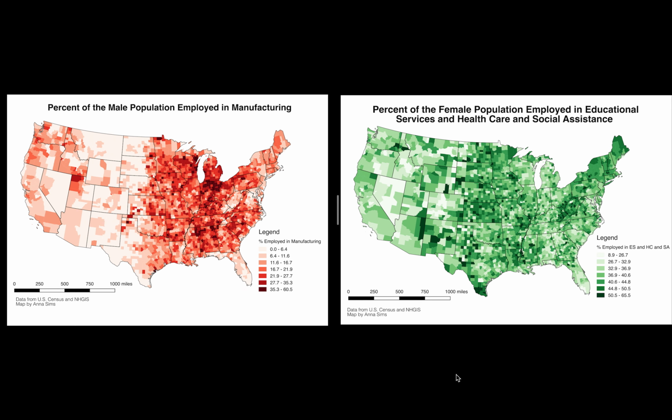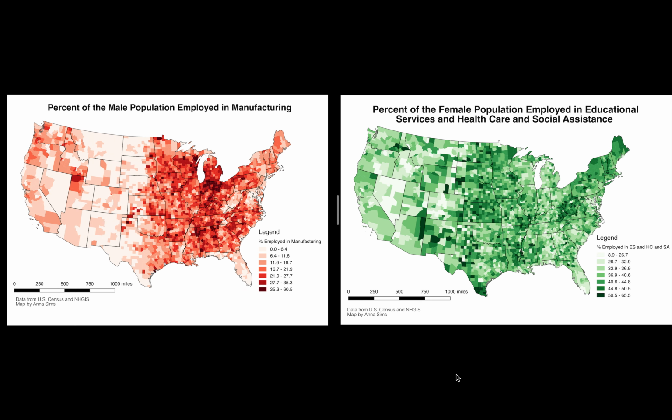I did some analysis to create these maps, and the specific analysis I did was spatial analysis. I did this to see where the percentages of the male population employed in manufacturing as well as the percentages of female population employed in educational services and healthcare and social assistance were really high and where they were really low and where it seemed to just kind of be mediocre.